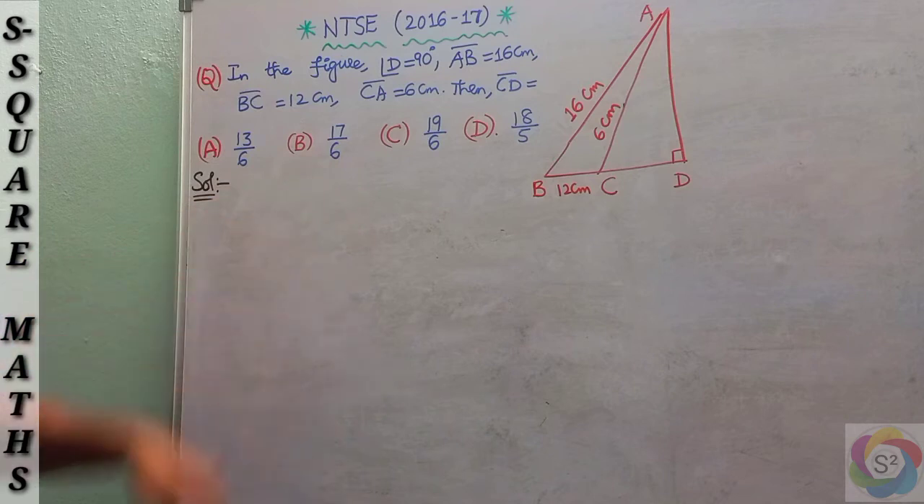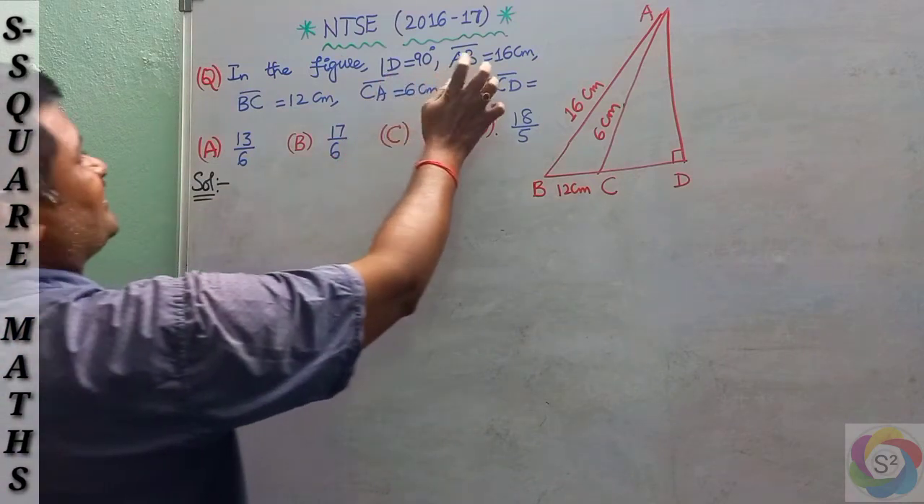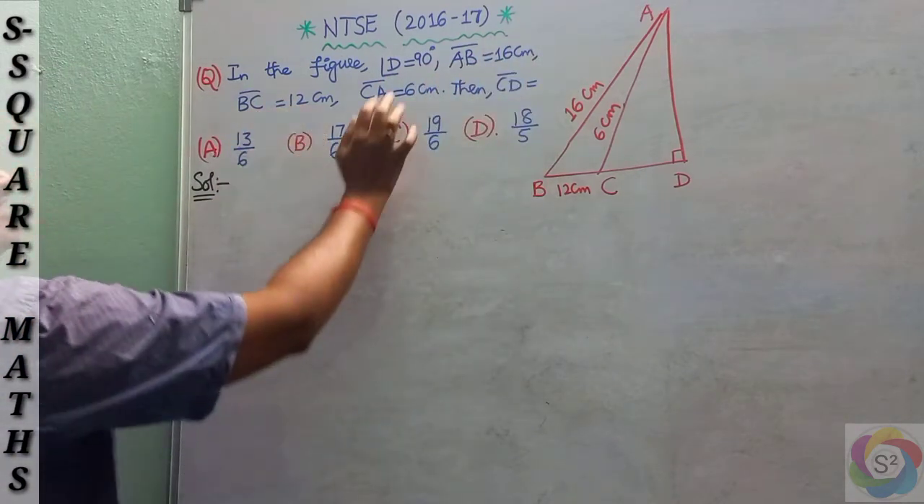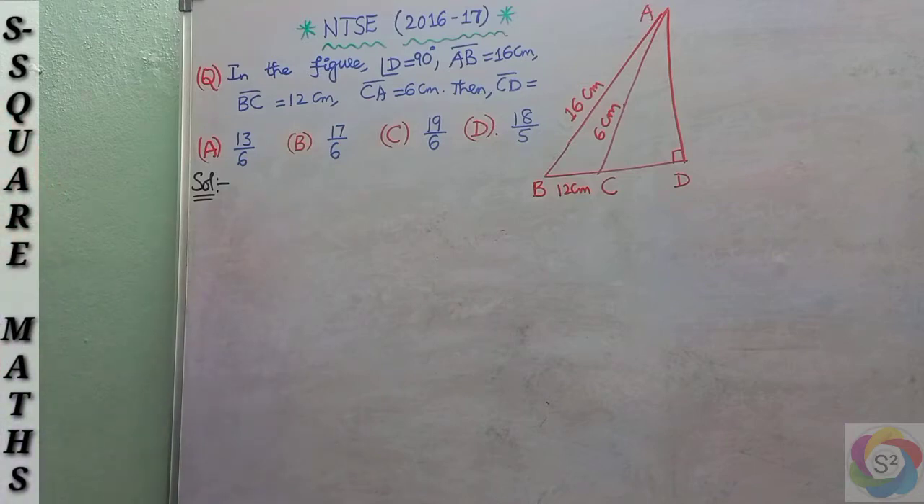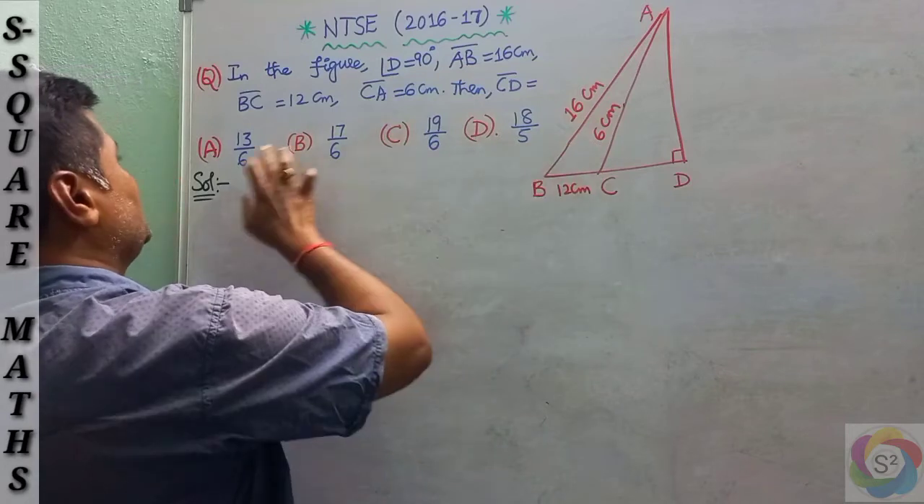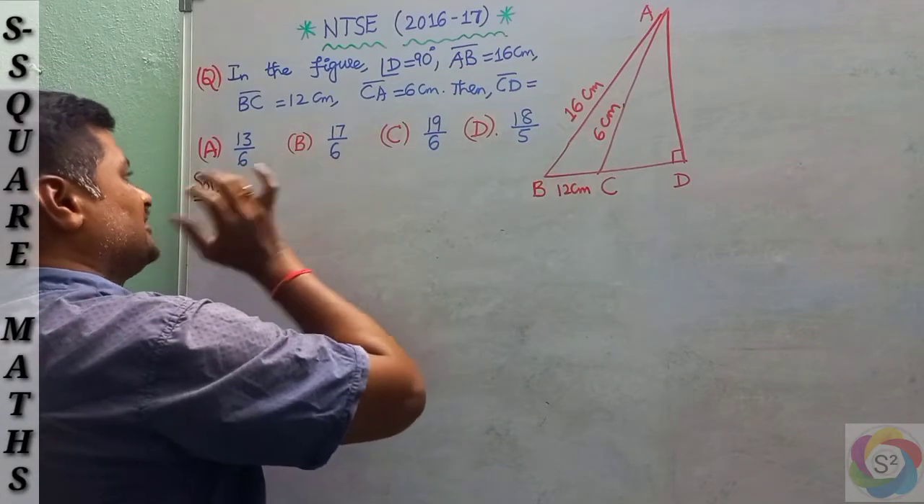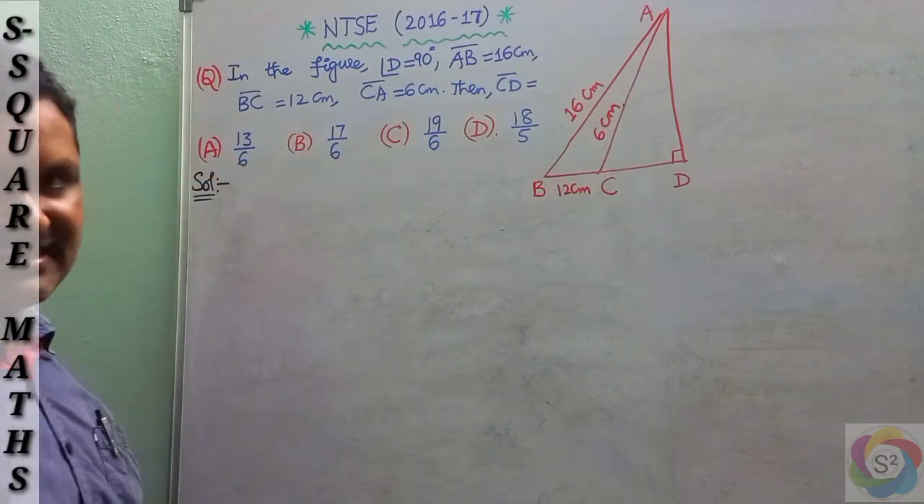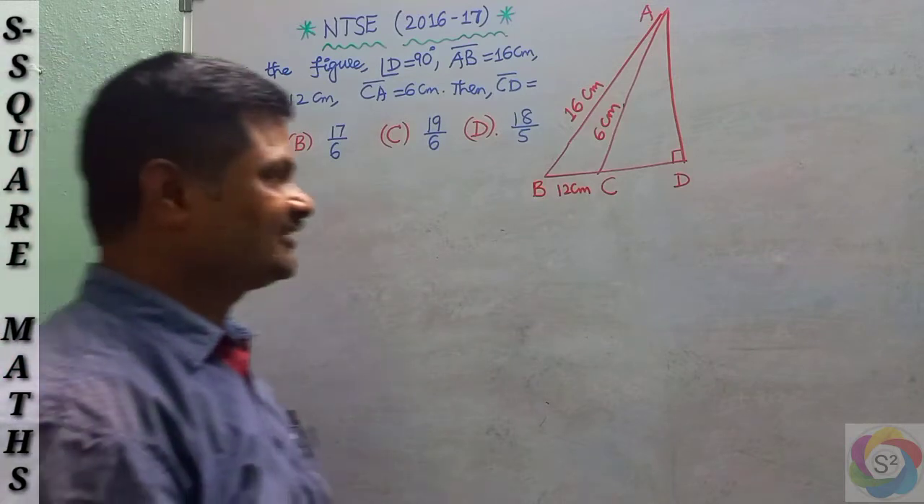In the figure, angle D is 90 degrees, AB is 16, BC is 12, CA is 6. Then we have to determine the value of CD. All are given in centimeters. Option A is 13 by 6, B is 17 by 6, C is 19 by 6 and D is 18 by 5.